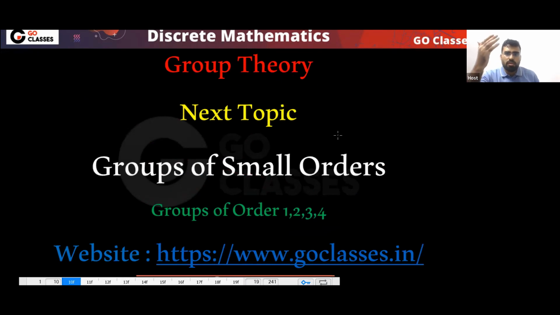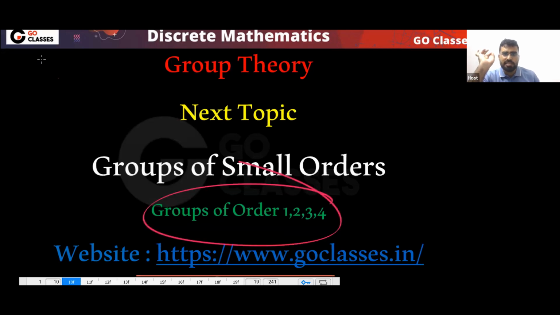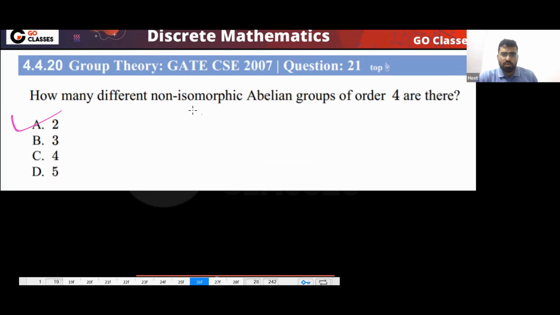I will tell you some more. After some time, I will tell you group of prime order. That also I will tell you. But right now, just understand these. Right now, our purpose is to understand only these. If the question asks you non-isomorphic, non-abelian group, then what will be the answer? Now answer will be 0. Non-isomorphic, non-abelian, so their answer will be 0.